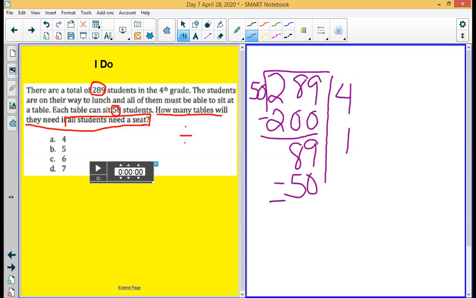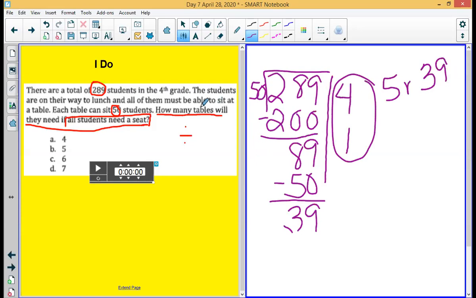Then I'll subtract. 9 minus 0 is 9. 8 minus 5 is 3. So now I have 39 left. I can't get another group of 50 out of 39, so 39 would be my remainder. So I have a total, so I add these up, of 5, and my remainder is 39.